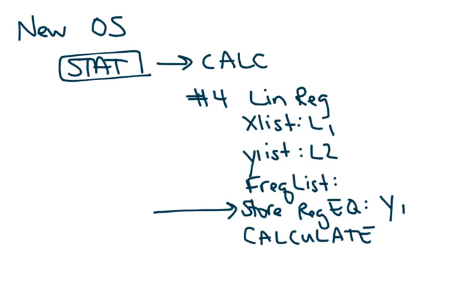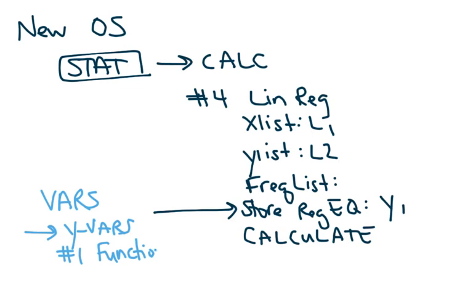And the way that you do that is southeast of the Stat button. If you go down one and to the right, you'll see a button that says Vars. That stands for variables. Press it. Now up at the top it says Vars, and next to it you'll see Y-Vars. So arrow one to the right to Y-Vars. Then number 1 says Function. Press Enter. You should now be on a screen where it says Y1, Y2, Y3, Y4.